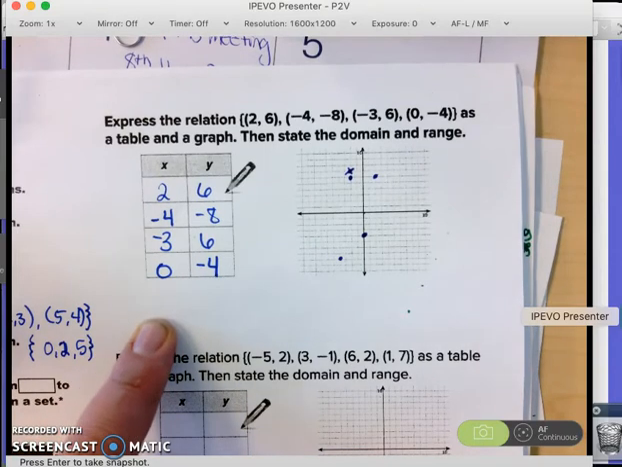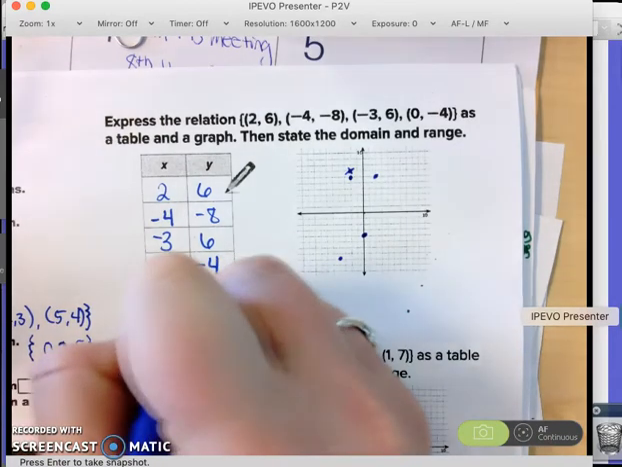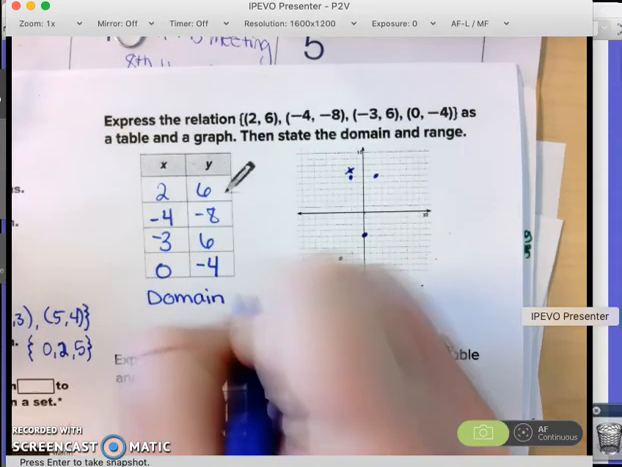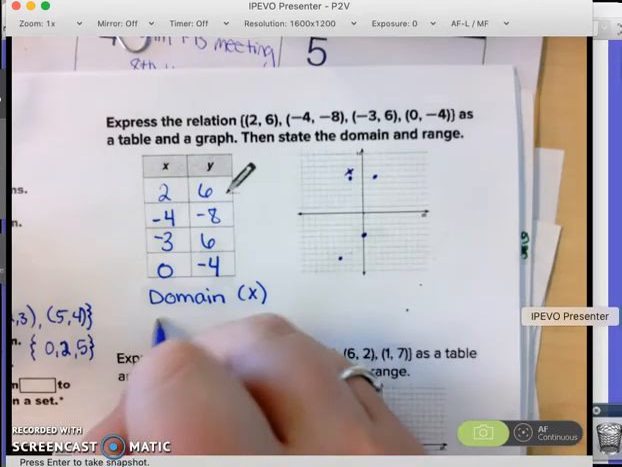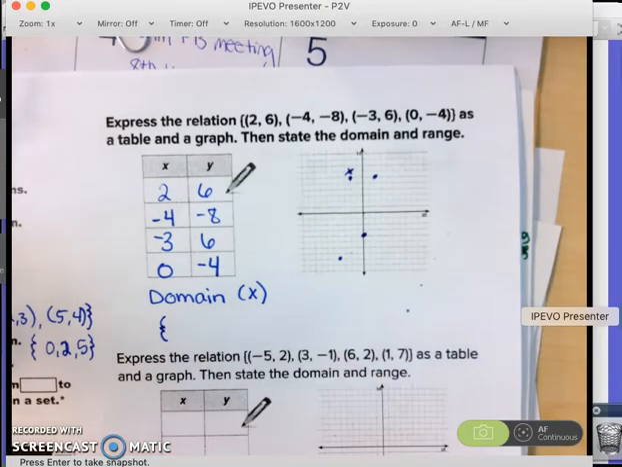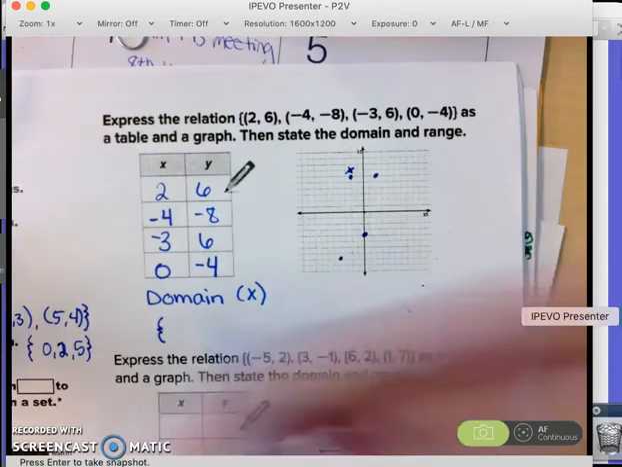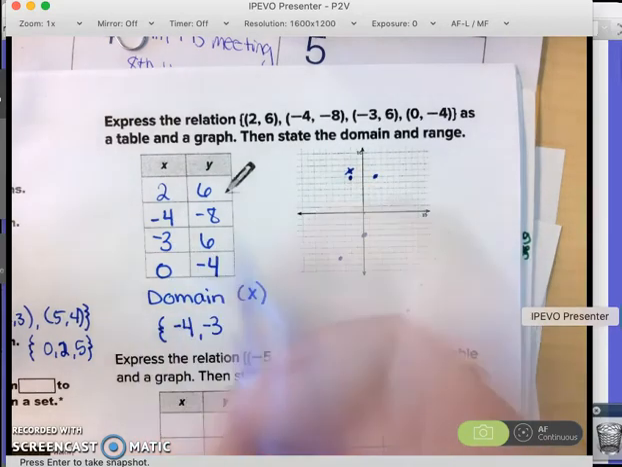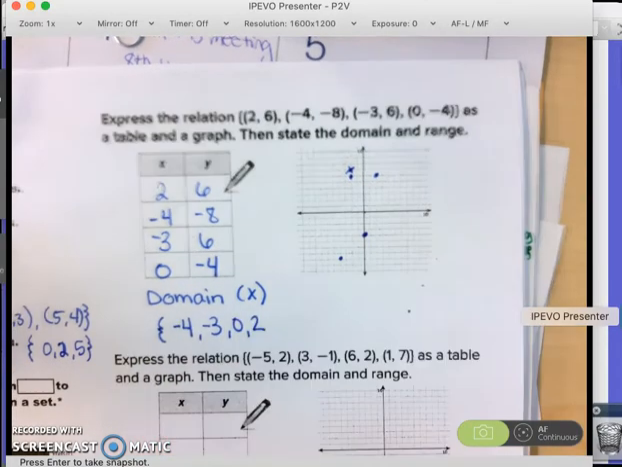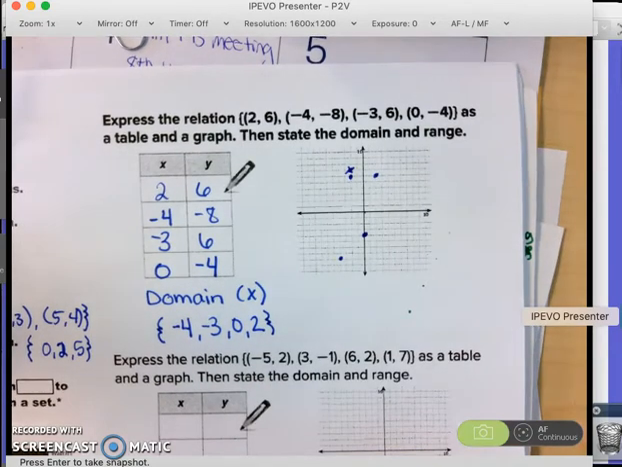And then I need to state the domain and the range. So I'm going to write the domain. Remember, the domain is my x, and I want to put it in little braces. Remember, from least to greatest. Out of my x's, the smallest number would be -4, -3, then 0, then 2. And then I close it with a brace.